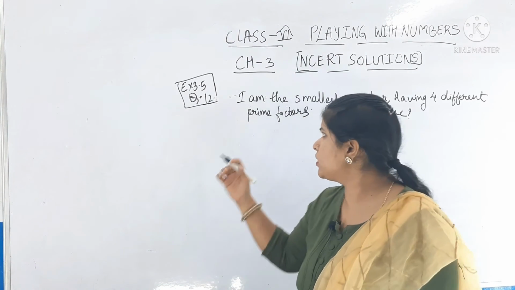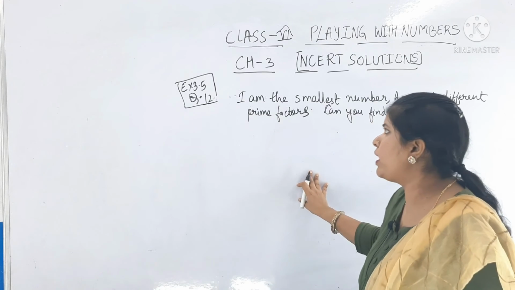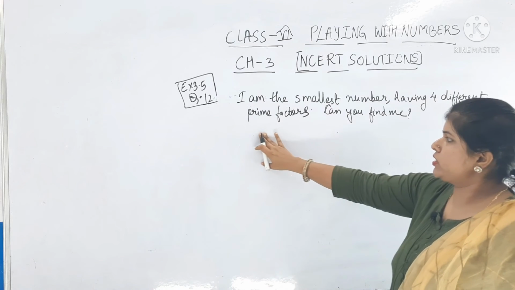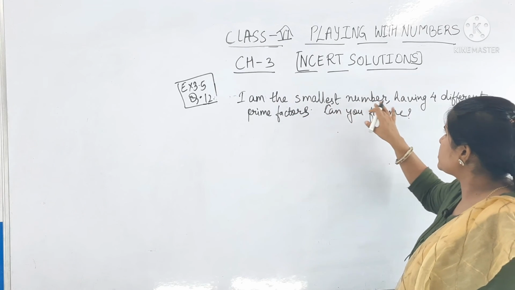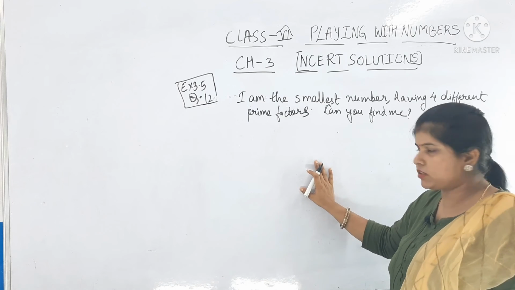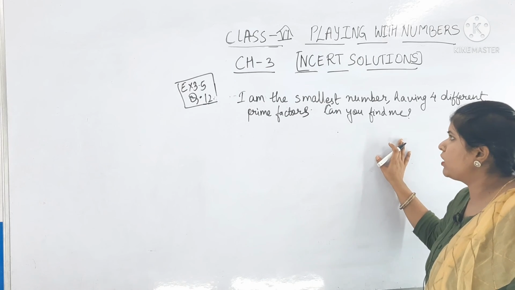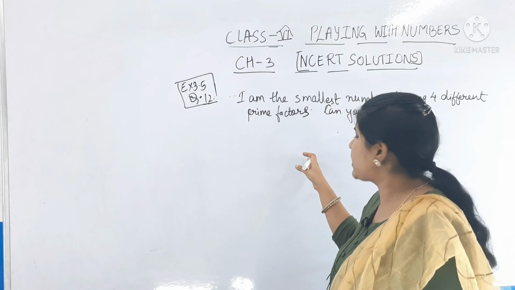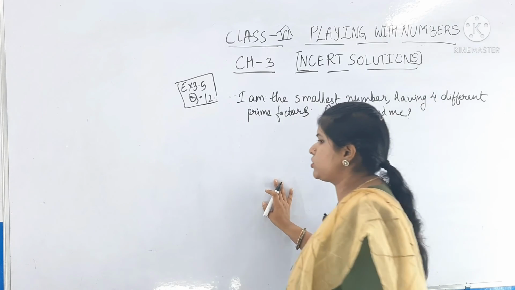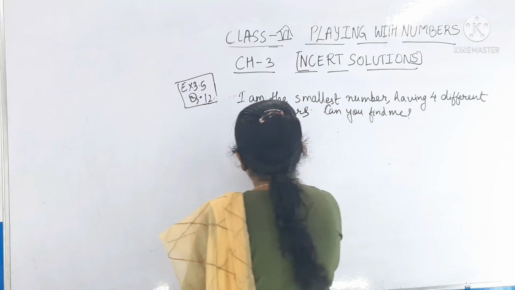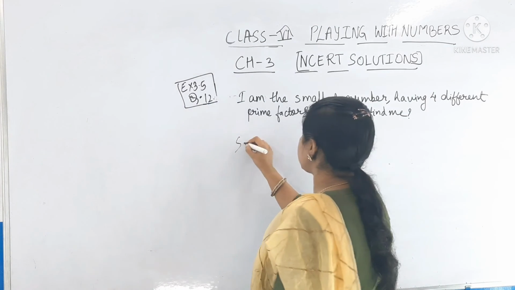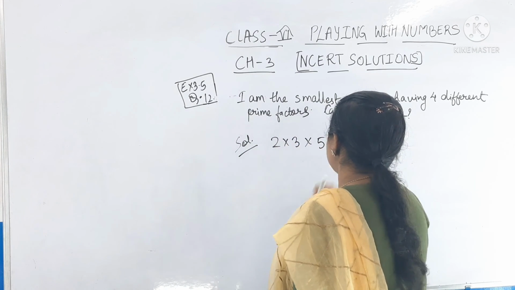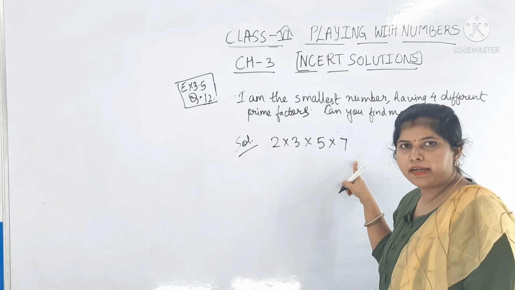Okay students, this is the last question, that is question number 12 of exercise 3.5. The question says, I am the smallest number having 4 different prime factors. Can you find me? So we have to find the smallest number having 4 different prime factors. We can write the smallest one as 2 into 3 into 5 into 7. These are all consecutive prime numbers.